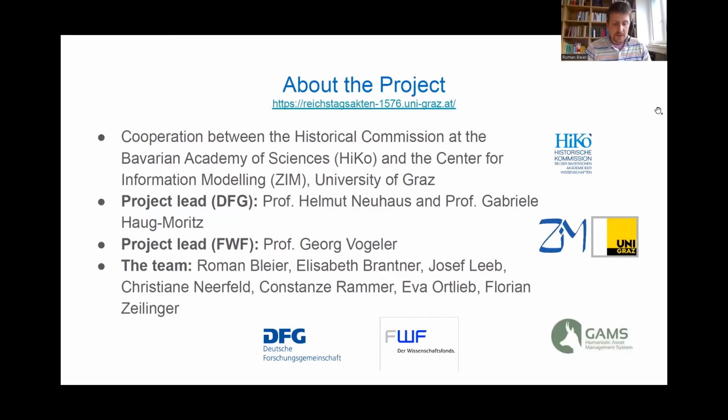So, with the pilot project, der Regensburger Reichstag des Jahres 1576, the Imperial Diet of Regensburg in 1576, the Historical Commission at the Bavarian Academy of Sciences, in cooperation with the Center for Information Modeling at the University of Graz, is breaking new ground, not only by developing the first digital edition of an Imperial Diet's records, but also by integrating web of data technologies into the edition in order to develop an assertive edition following the model suggested by Vogeler.